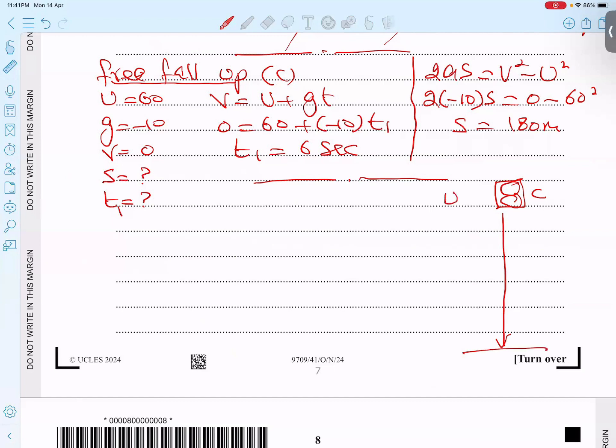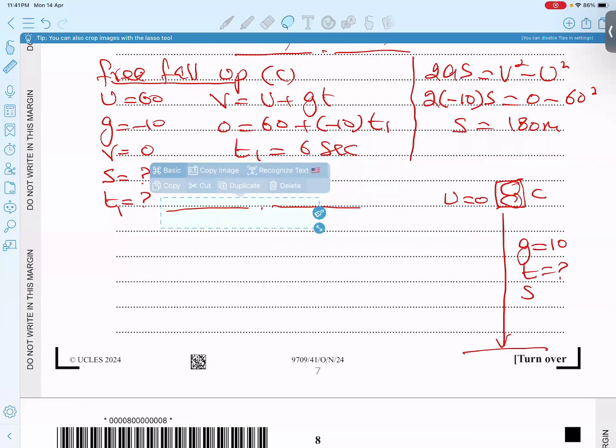So starting velocity is 0, gravity is coming down is +10, and time is our task. But the problem is how much this distance is, and distance we can find, which I'm going to find here. Get ready for that and have a look.